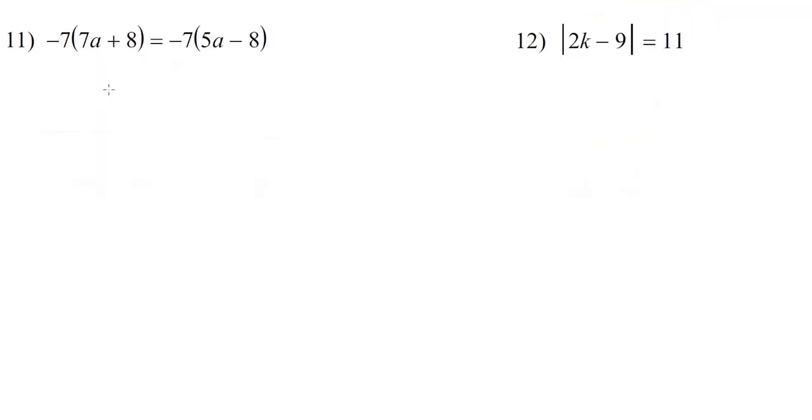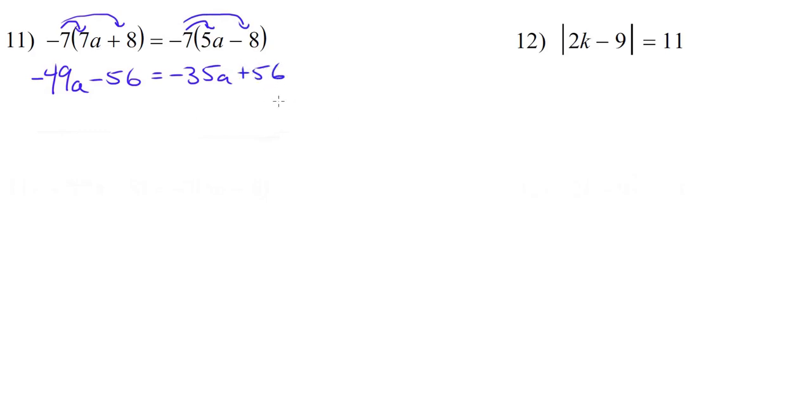All right, on to number 11. We have negative 7 times the quantity of 7a plus 8 equals negative 7 times the quantity of 5a minus 8. So we have distributive property on both sides, so let's do it. So on the left, we have negative 7 times positive 7a, that is negative 49a. And then we have negative 7 times positive 8, that is negative 56. On the right, negative 7 times positive 5a is negative 35a. And negative 7 times negative 8 is positive 56.